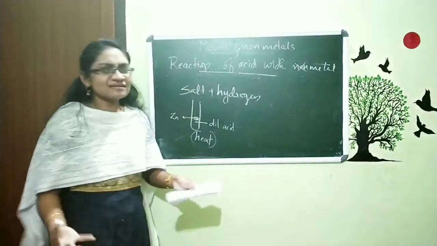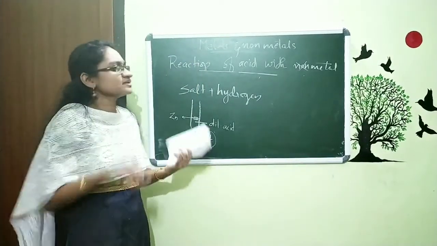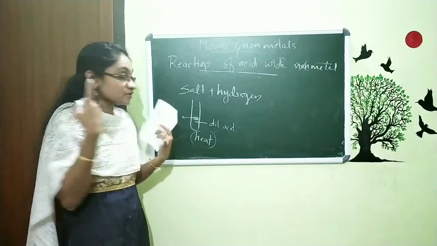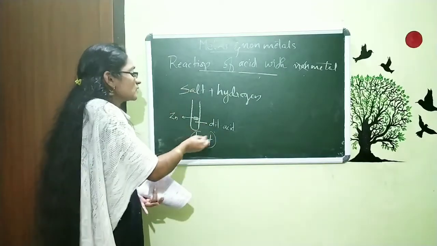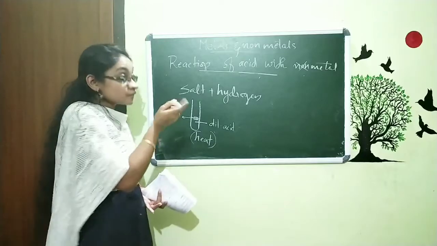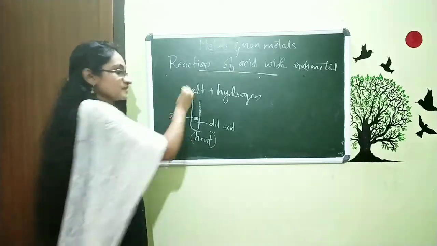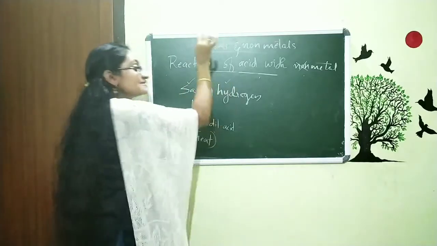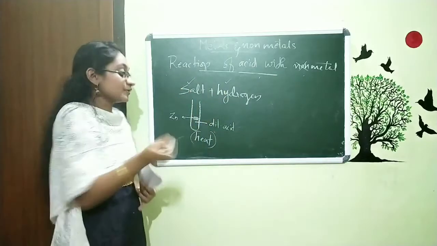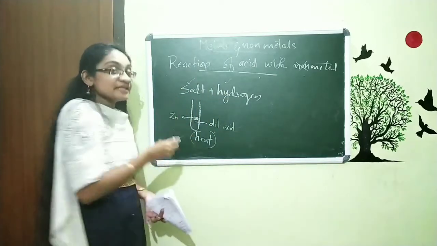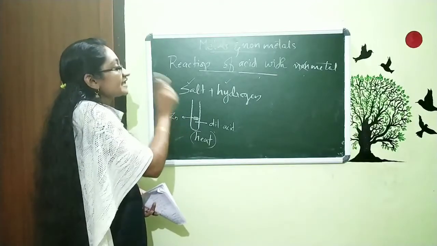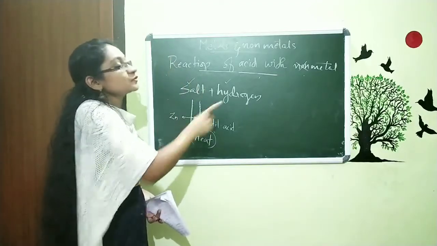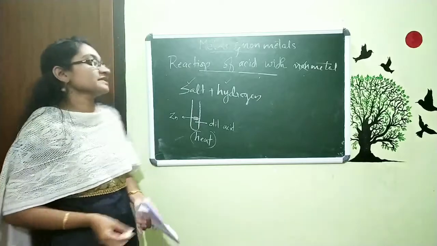With non-metals, no such reaction occurs. No bubbles form, which means no hydrogen forms. Then no salt is formed, and also no heat is formed. For the metal, therefore, salt is there, hydrogen gas is there, so you can see the bubbles and also feel the heat produced. So this is all about the reaction of acid with metals and non-metals.